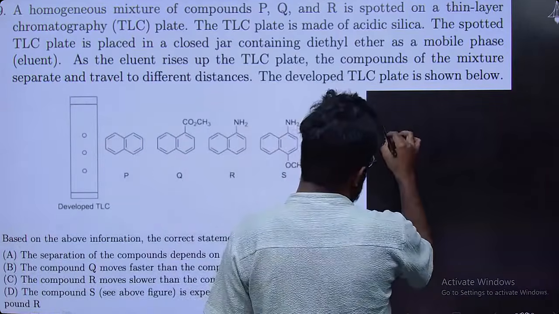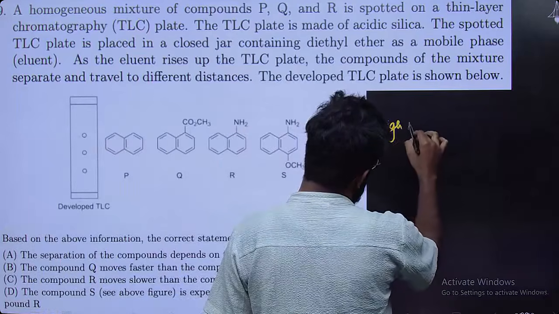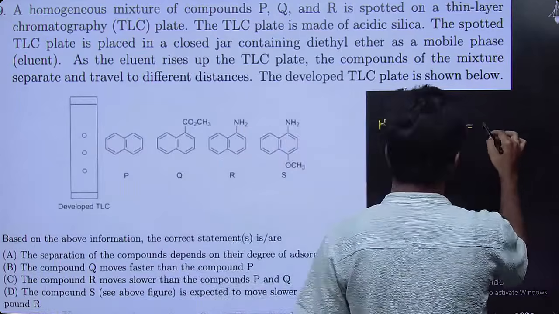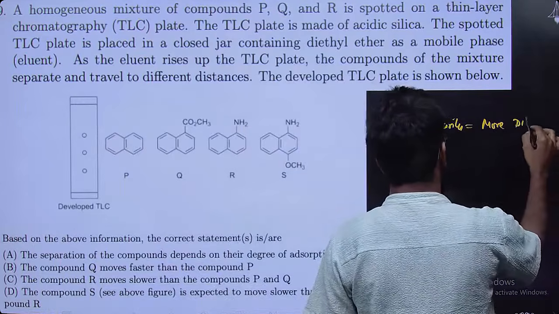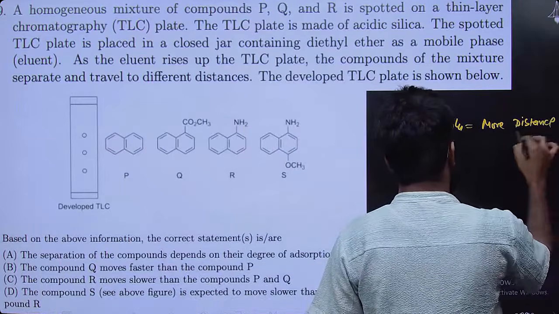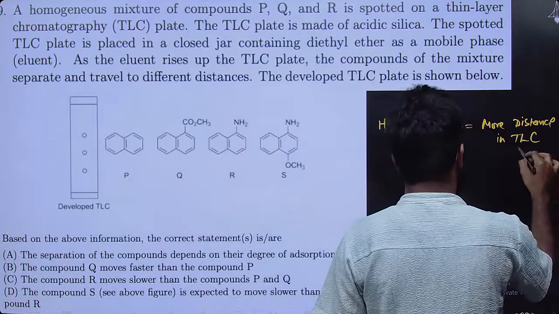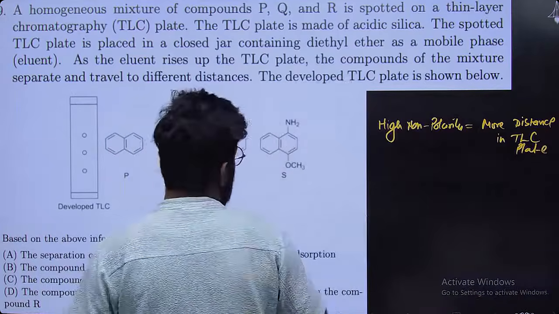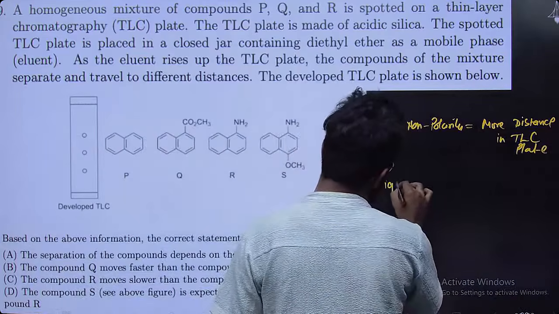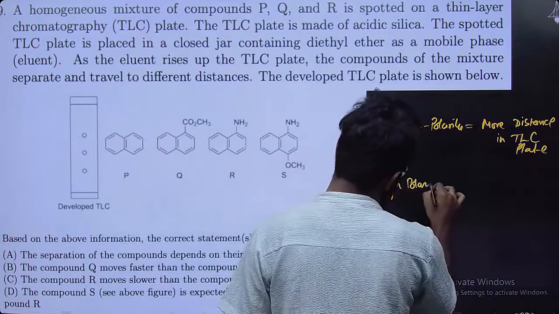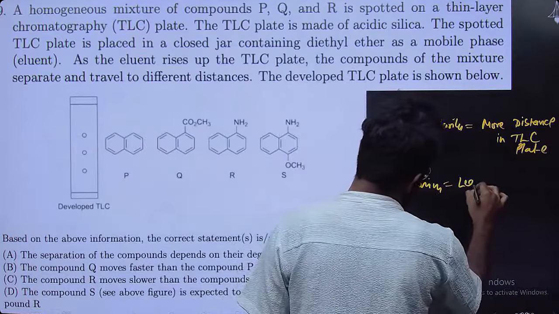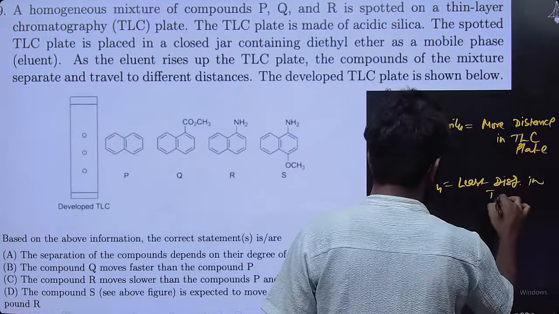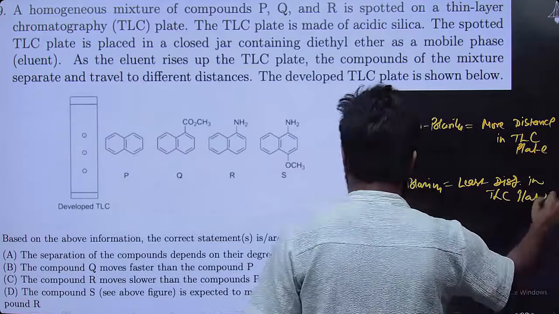that high non-polarity means more distance in a TLC plate. So the compound which is highly non-polar will travel more distance, and high polarity means least distance, less distance in a TLC plate. Now you can answer anything on the basis of that.